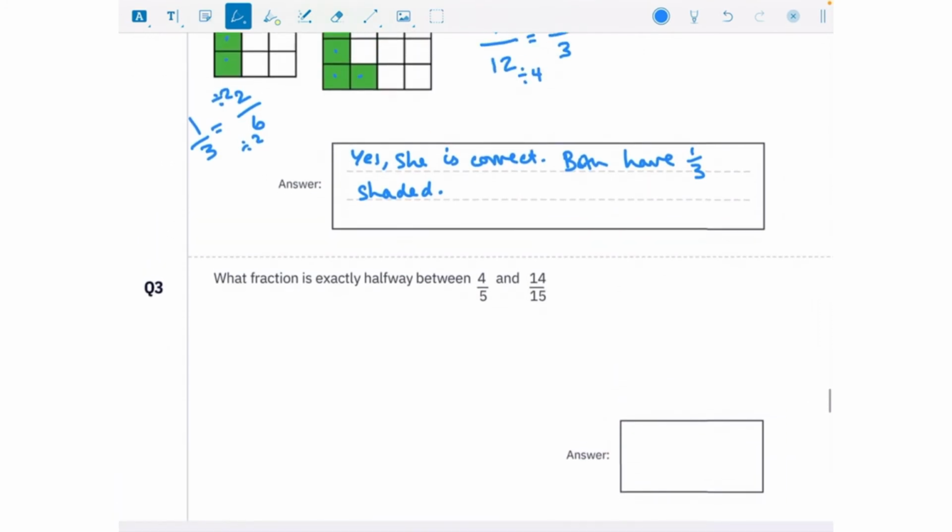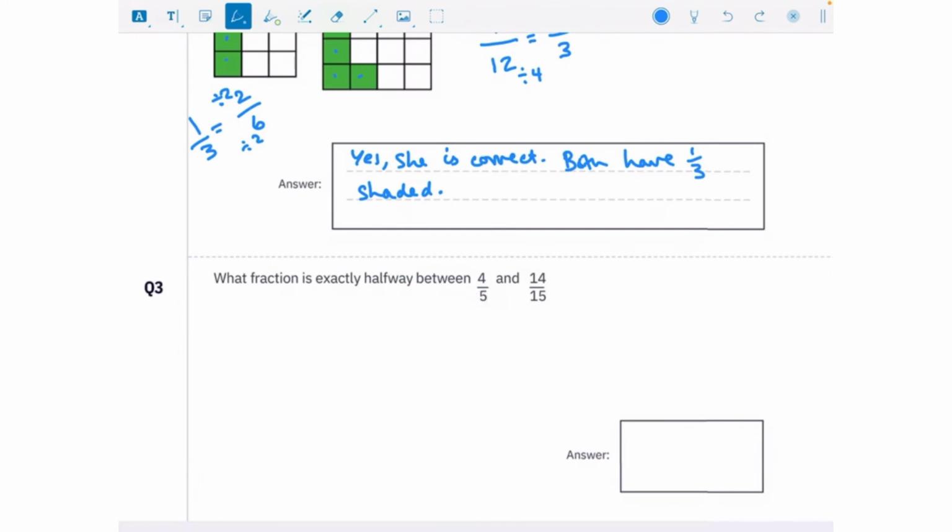Question number 3. What fraction is exactly halfway between 4/5 and 14 out of 15? Now this is really tricky to do because the fractions have different denominators. So we can see that this one has a denominator of 5 and this one has a denominator of 15. It would be easier if those denominators were the same.